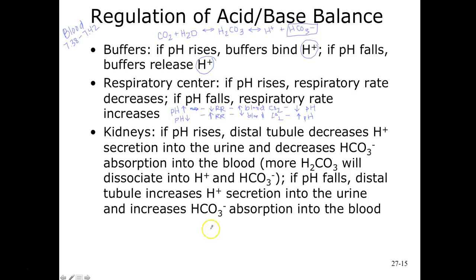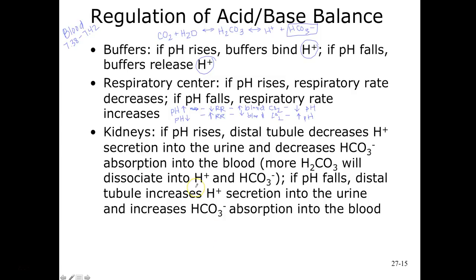Now, when it comes to our kidneys, if the pH rises, we are going to see our distal convoluted tubule decrease our hydrogen secretion into the urine and decrease bicarbonate absorption into our blood. So we'll have more of our carbonic acid dissociating into our hydrogen and our bicarbonate ion, and vice versa. If our pH is going to fall, our DCT is going to increase our hydrogen secretion into our urine and increase our bicarbonate absorption into the blood.